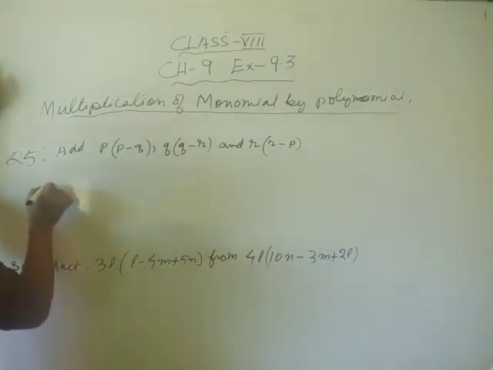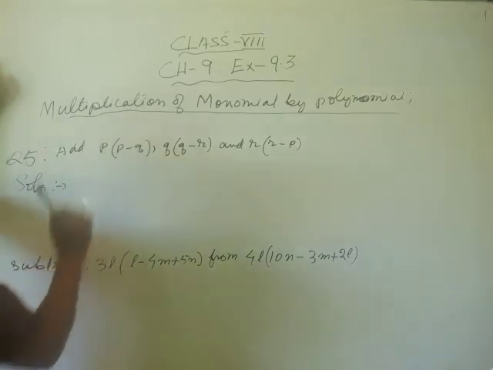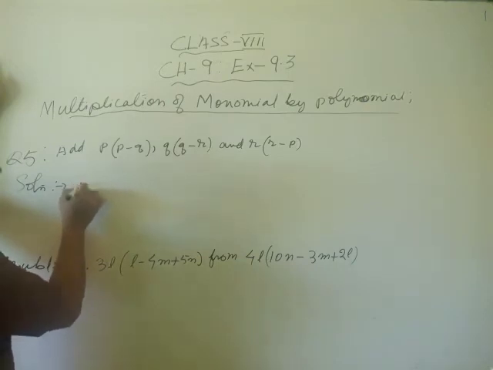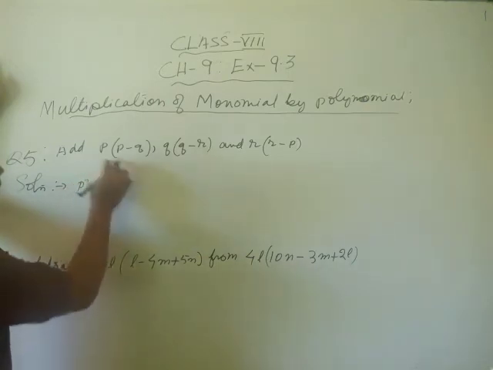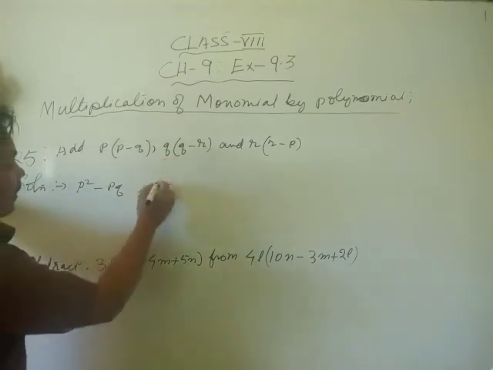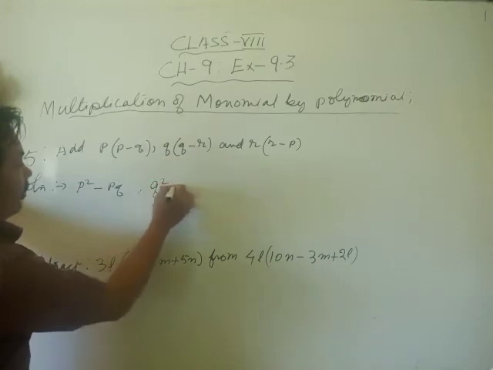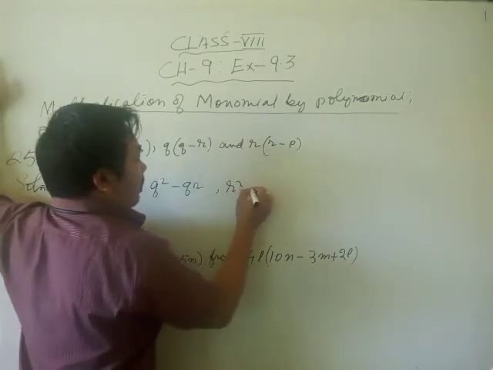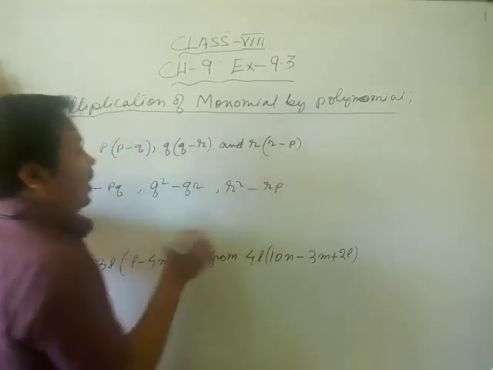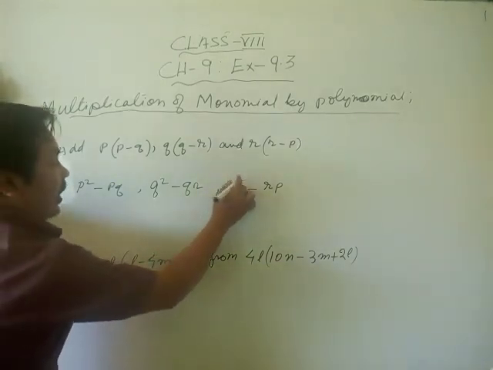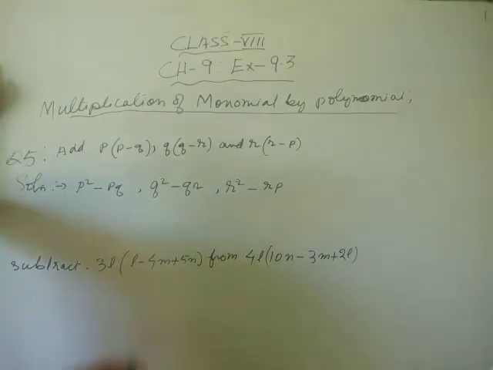Now next step in the solution. What we have to do is multiply this first. Okay, multiply this one first. Then we are getting p square minus pq for the first one. Then q square minus qr. Then r square minus rp or pr. RP or PR doesn't matter, same. Okay. So like this we are getting the expressions, and now we are going to add this.